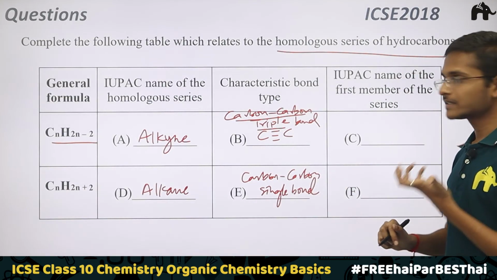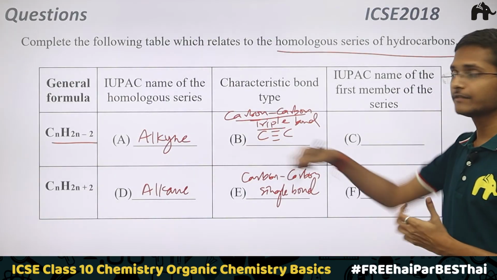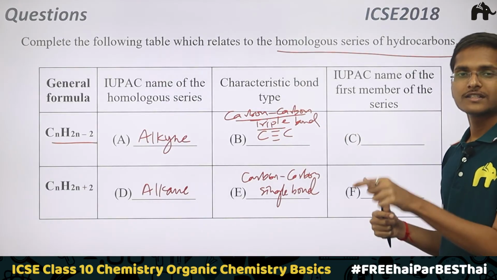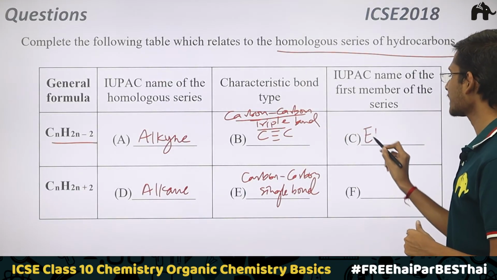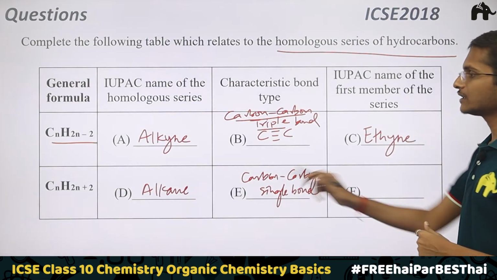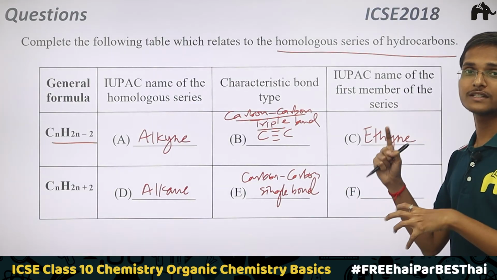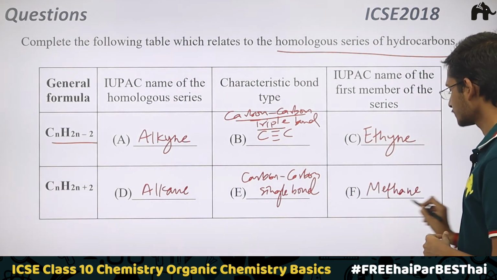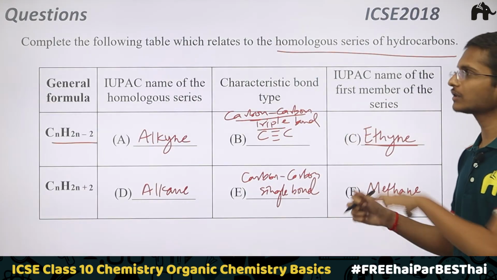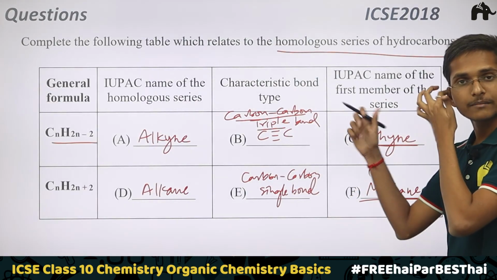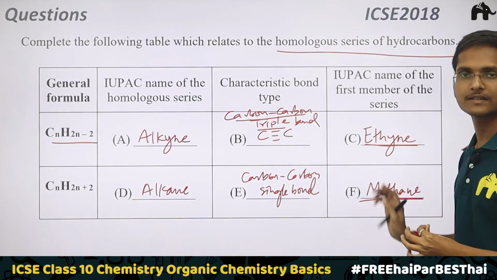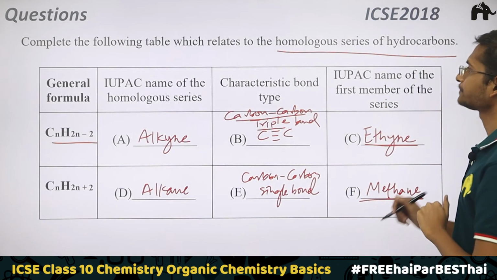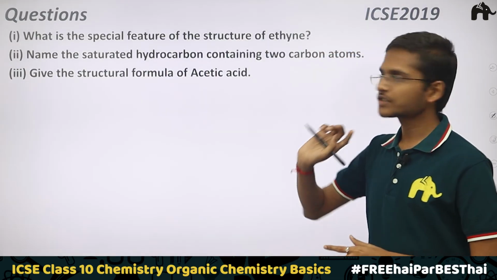IUPAC name, don't get misled. For alkyne, we have seen the first member is ethyne, right? You can go back in the slides and check: C2H2, ethyne. So the IUPAC name is ethyne. And in the case of alkane, the IUPAC name of the first member of the series is methane. I have told you, right? You can go back into the video where we saw examples of homologous series, and you would get the answers to all these. This is a very basic one. Right, so now let's see the next question.